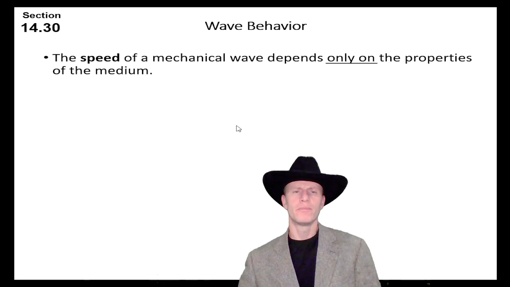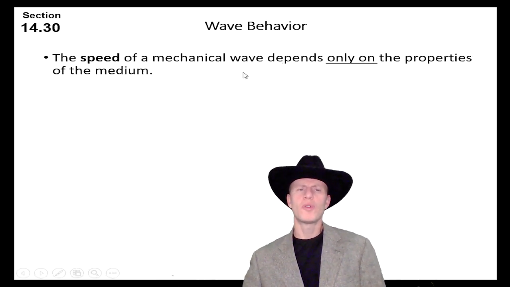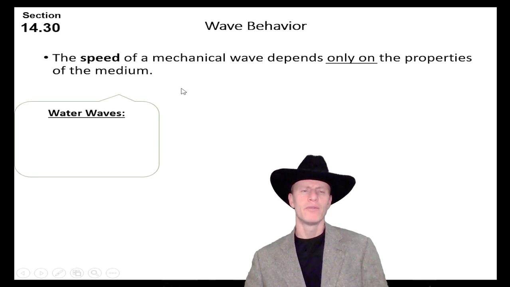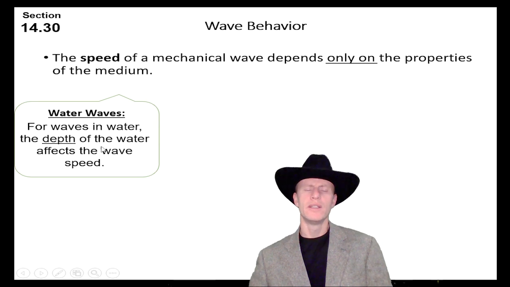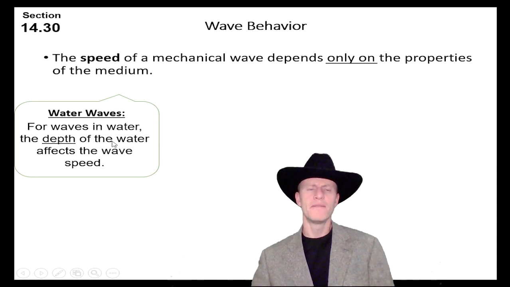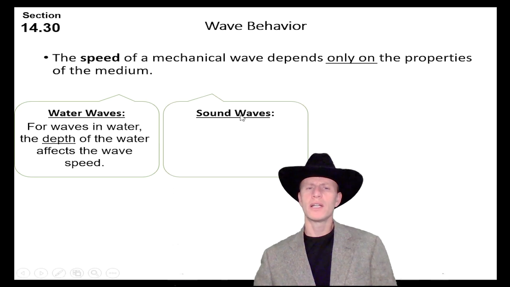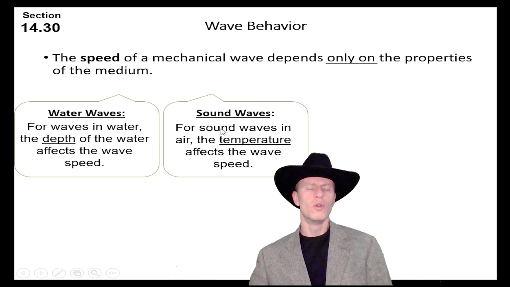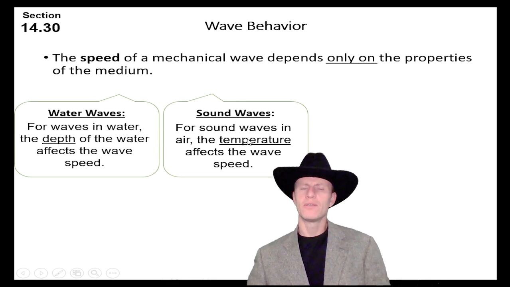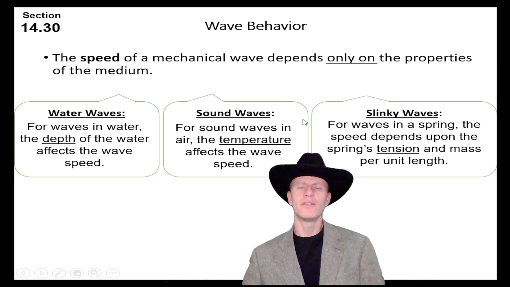between media. The speed of a mechanical wave depends only on the properties of the medium. For example, water waves depend on the depth of the water. The deeper the water, the faster the wave will travel. In air, we could talk about sound waves, how you're hearing my voice. The warmer the temperature, the faster the wave will travel. In slinkies, it depends on the tension of the slinky and the mass per unit length.